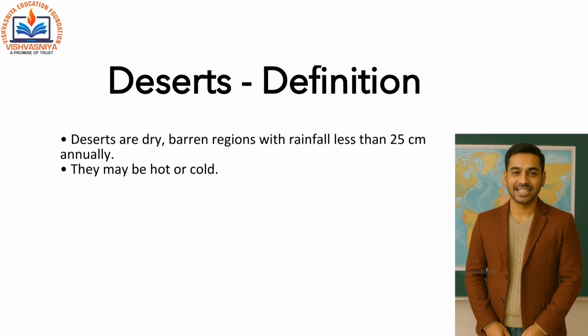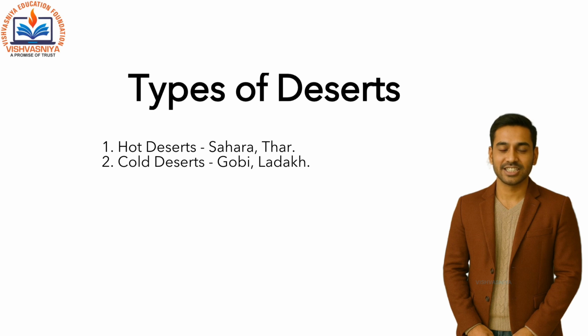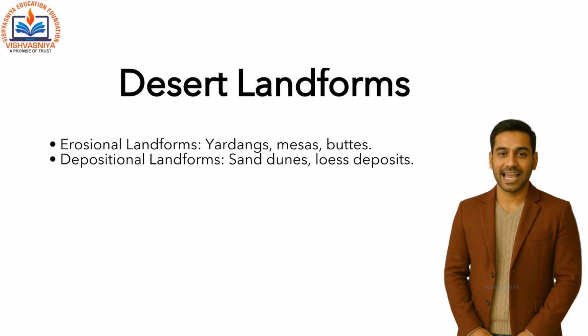Finally, let us study deserts. A desert is a dry, barren region with very low rainfall, less than 25 centimeters annually. Types: hot deserts such as the Sahara and the Thar. Cold deserts such as the Gobi and Ladakh. Landforms in deserts include erosional features like yardangs, mesas, and buttes. Depositional features like sand dunes and loess deposits.